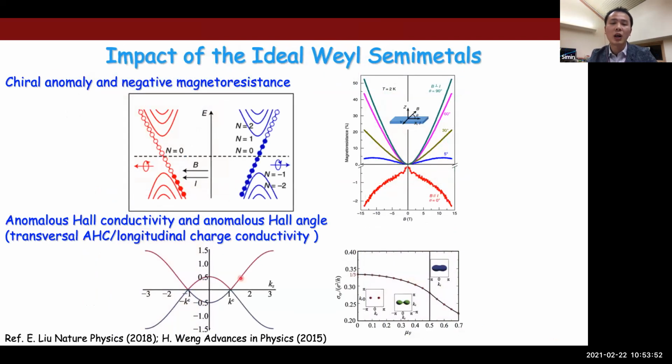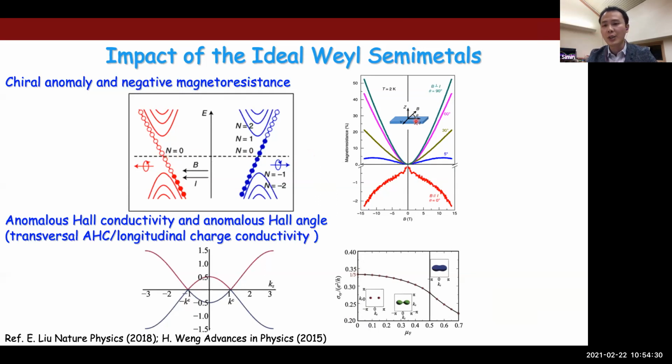I also want to emphasize the impact of the ideal Weyl metal. For the Weyl metal, one of the hallmarks is the chiral anomaly, which can lead to negative magnetoresistance. If the magnetic field and electric field are parallel, there is an intervalley pumping of electrons between the Weyl points with different chirality. The intervalley pumping leads to an unbalance of the left-handed electrons and the right-handed electrons.